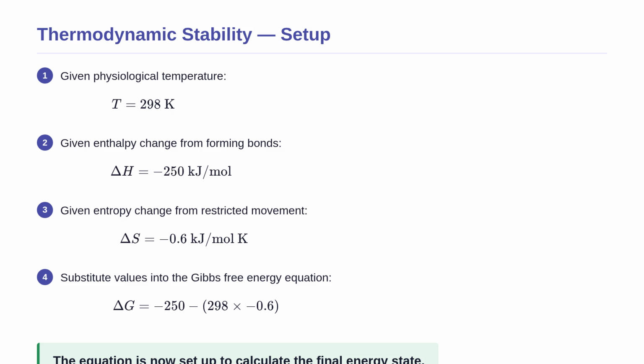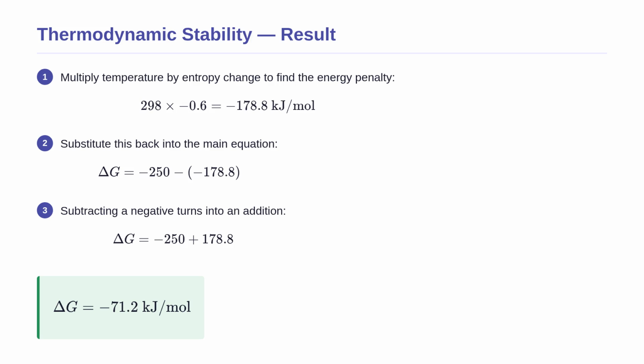We start by substituting our known values into the Gibbs free energy equation. We plug in negative 250 for delta H, 298 for T, and negative 0.6 for delta S. Continuing our calculation, we first multiply the absolute temperature by the change in entropy. This gives us negative 178.8 kilojoules per mole. This value represents the thermodynamic energy penalty the protein pays because it is becoming highly ordered and losing its flexible structure.